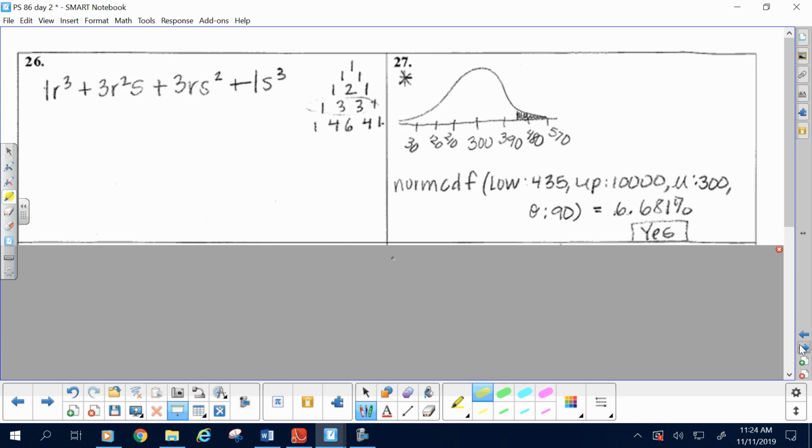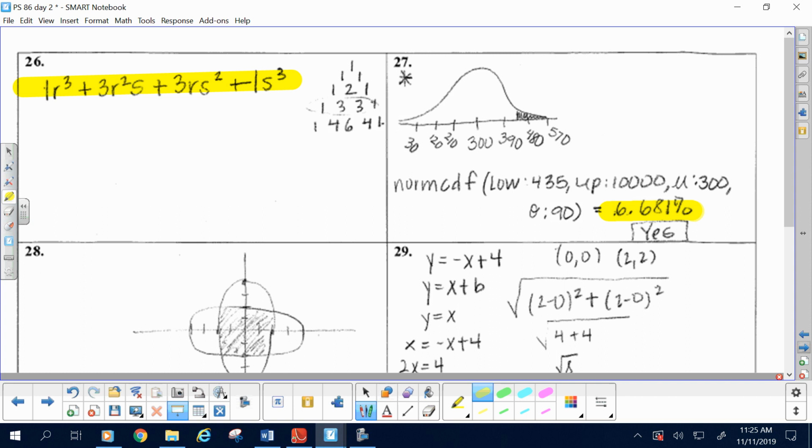Okay. There is 26, r cubed plus 3r squared s plus 3r s squared plus s cubed. You guys did well on those on the test. That's good. Number 27, I don't remember what the question was, but 6.681% caused you to say yes? It was like what she ate in the top 10. Okay, gotcha. All right. So hopefully that makes sense.